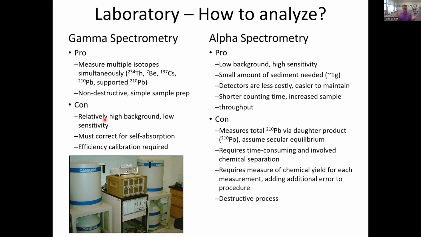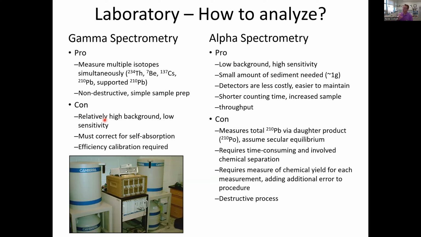And so my sample throughput for alpha spectrometry is much higher. I only count for a day or 2. I can count as many as 16 samples at a time. So my sample throughput is much faster, and the efficiency is better.